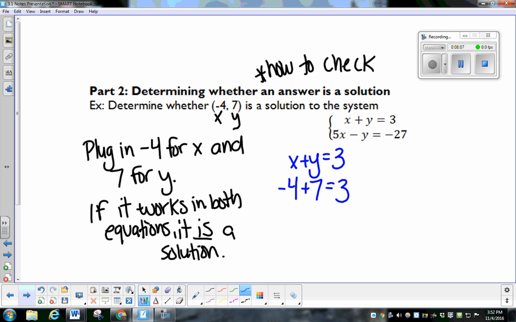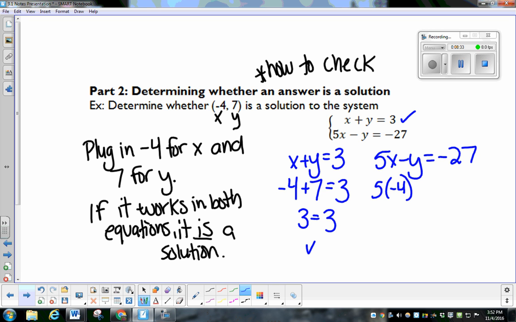I just got those from the coordinate they gave me to check. Well, -4 plus 7 is 3, and that works. 3 equals 3. So it works in the first equation. Let's try the second equation. My second equation is 5x minus y equals -27. So I'm going to plug in my x and my y. 5 times x, so 5 times -4, minus my y, so minus 7, equals -27.